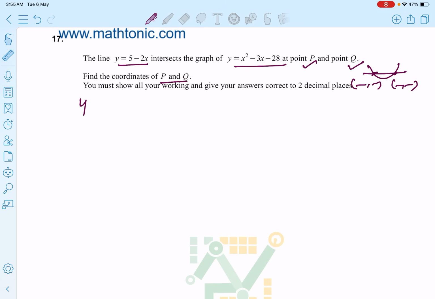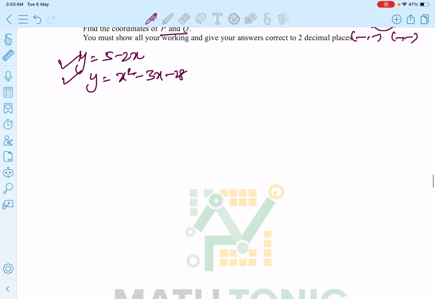So now, we have y equals 5 minus 2x, and we have y equals x squared minus 3x minus 28. Is it okay? Now please solve this simultaneous equation. Both are y, make them equal. So x squared minus 3x minus 28 equals 5 minus 2x.